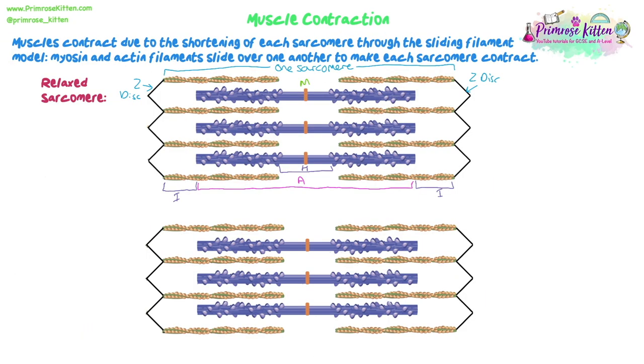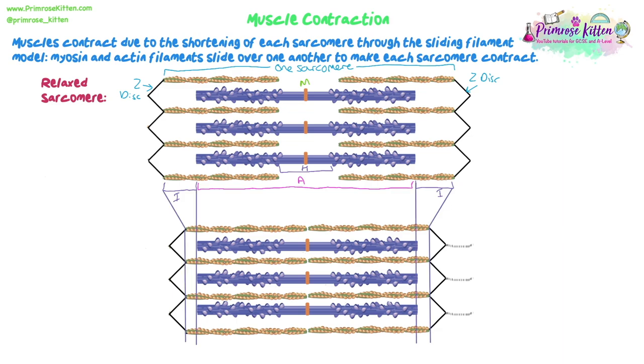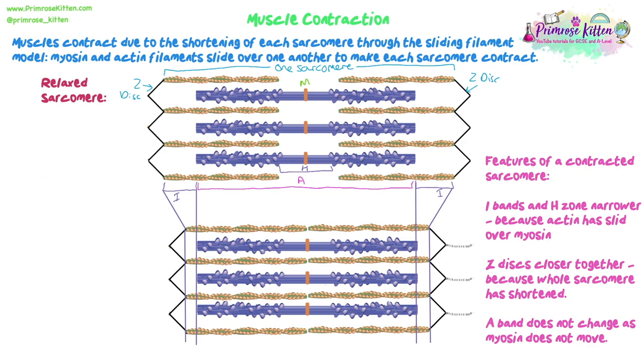We need to look at how the sarcomere shortens and what we can tell from the structures, how it looks once it's contracted. The actin filaments slide over like this. They get pulled towards the middle and slide over. Both sides would move at the same time if we're looking at the real thing. So once that contraction has happened and those actin filaments have slid over, how can we tell that this is a contracted sarcomere?